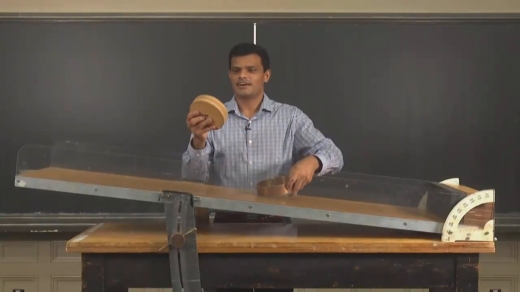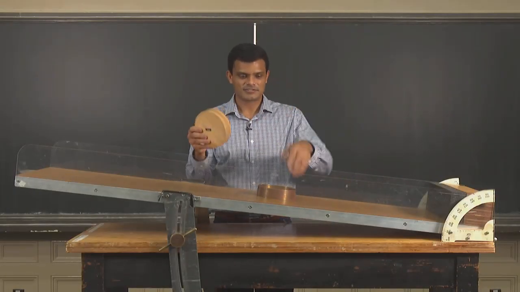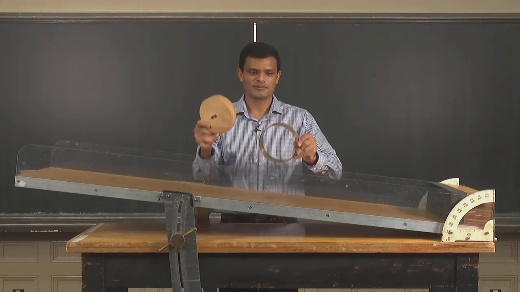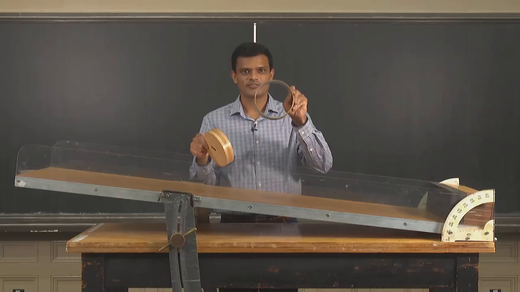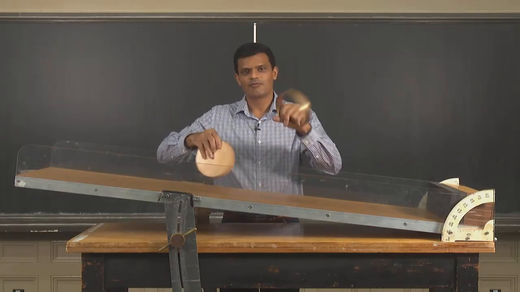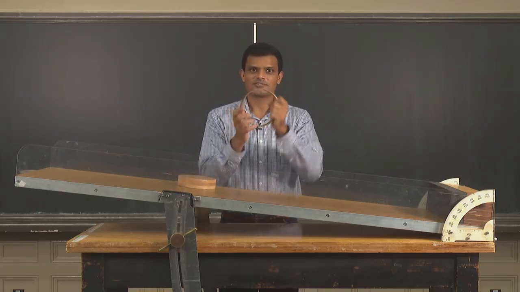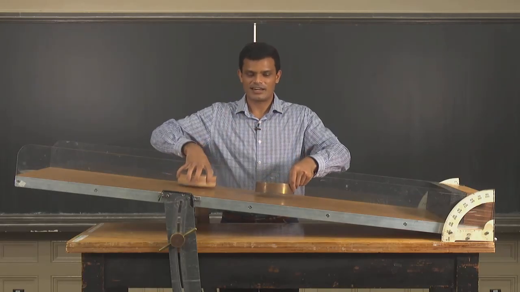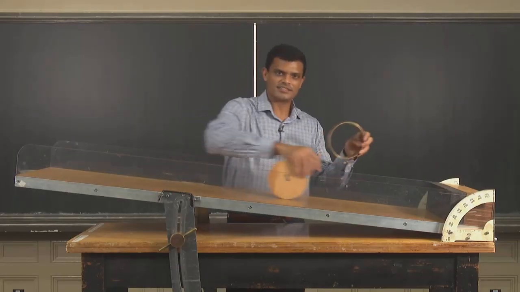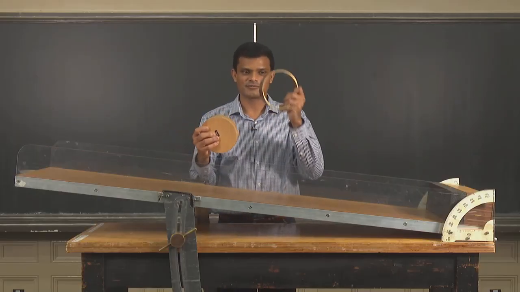So you can see that this disk came down first, and it has to do with its moment of inertia. This has a smaller moment of inertia than this hoop. What that means is that as these are rolling down, the one that has a larger moment of inertia has a larger resistance to rotate. That's what it means to have a larger moment of inertia. This one has a smaller moment of inertia, so it has an easier time to roll and come down the ramp before the other one does.